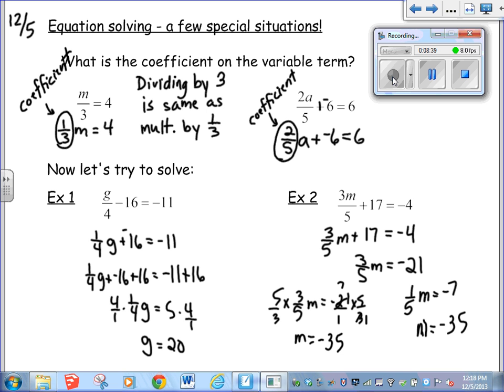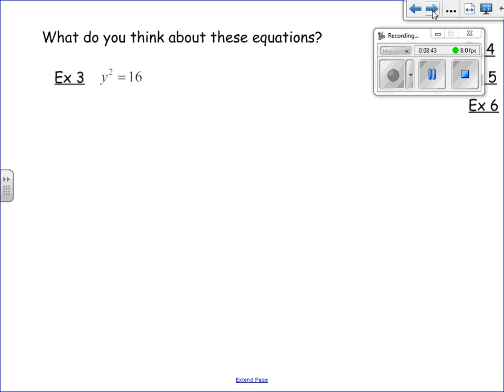All right, let's move on to some other equations we can see if we can figure out. So you don't need to copy down the question. We're just going to find out what you think about these equations. First, example 3 is y squared equals 16. I want you and your partner to talk for 2 seconds and see if you think you know what a solution to it is.